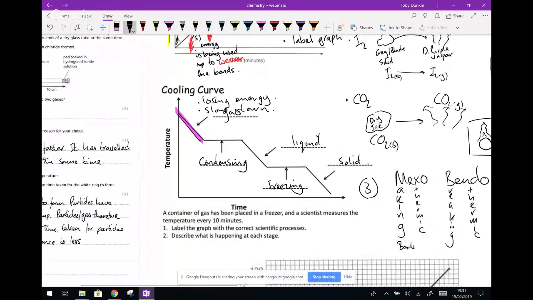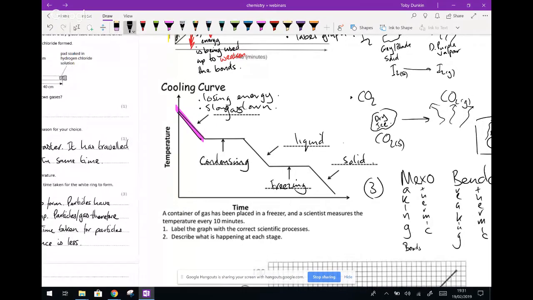Slow down. I think that's all you need to say at that point. Condensing. Bonds are now forming. So bonds between the molecules.